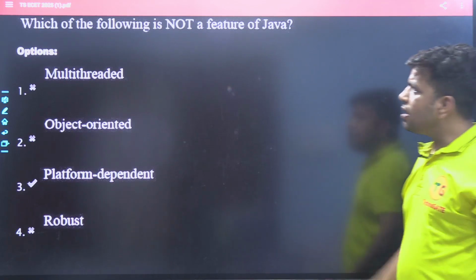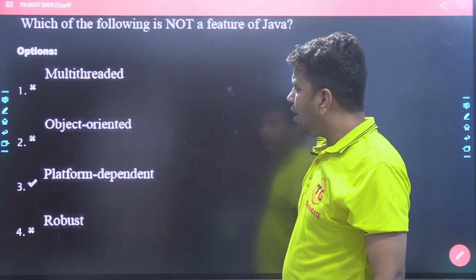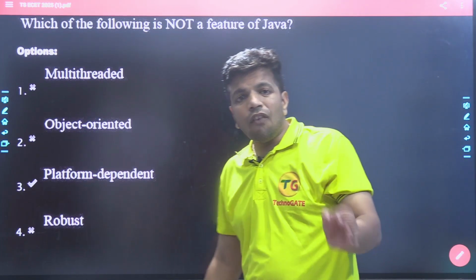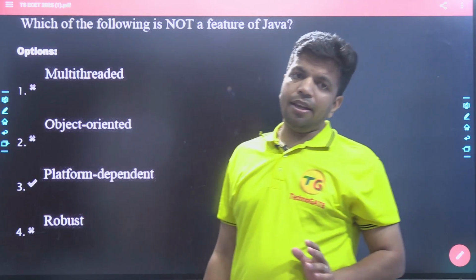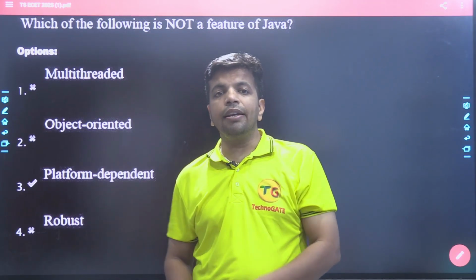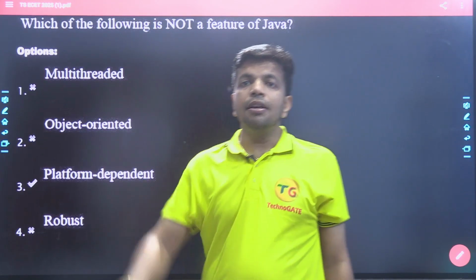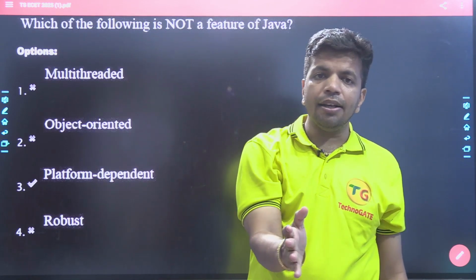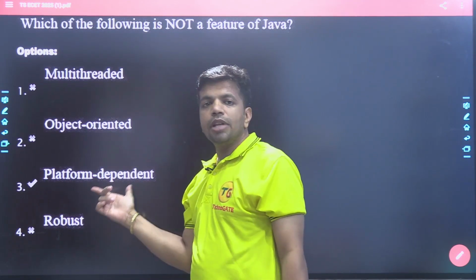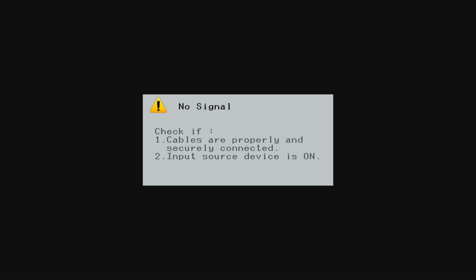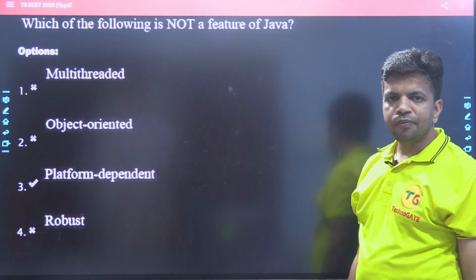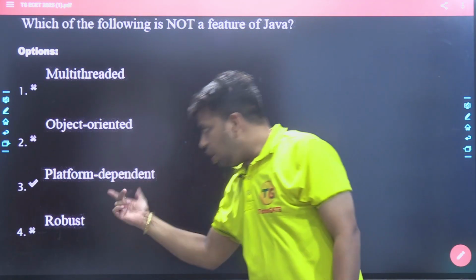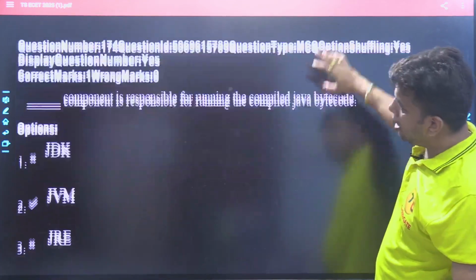Now, which of the following is not a feature of Java? Java is multi-threaded, yes. Java is object-oriented, yes. Java is robust, yes. Java is platform independent, yes. But they are writing platform dependent. So that's why this is false. So third, platform dependent, is false.